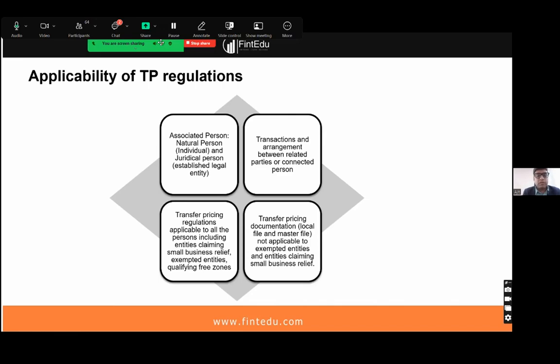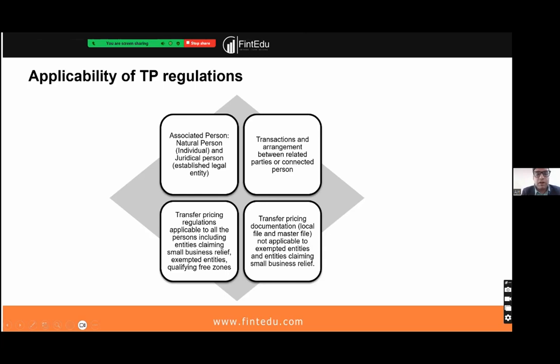Okay, so the regulations apply to all the entities, including the exempted entities claiming small business relief. So there's no confusion about it. The regulations are applicable to all taxable persons, whether small entities claiming small business relief or qualifying free zone entities. It is applicable to all the entities. But the transfer pricing documentation is not applicable to exempted entities and entities claiming small business relief.